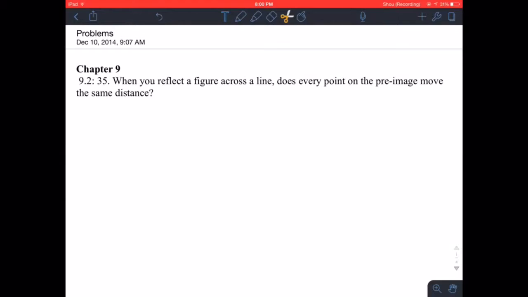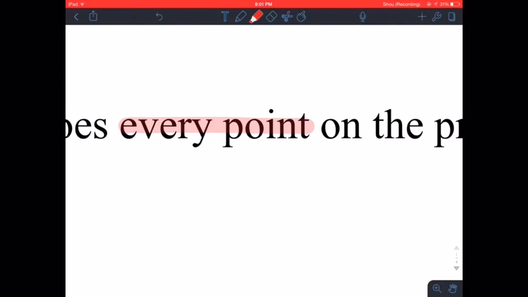So here we go. This first one comes from chapter 9, and it says, when you reflect a figure across a line, does every point on the pre-image move the same distance? Well, looking at this, you would automatically think that the answer is yes, but it really isn't, because what we think it means is the whole entire figure moving the same amount from the y-axis. But really, if you look right here, it says every point. And when it says every point, it means each point.